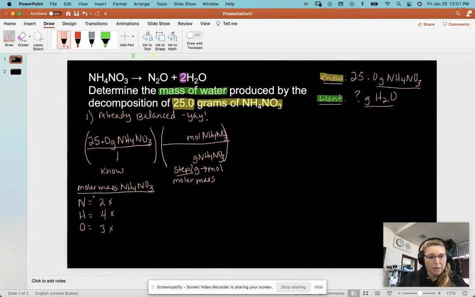So you would look up the mass of each of these elements in the periodic table. I happen to know what they are, so in the interest of time, we're just going to skip looking it up, and I'll just tell you. Nitrogen's mass is 14.01. So 2 times 14.01 is going to be 28.02.